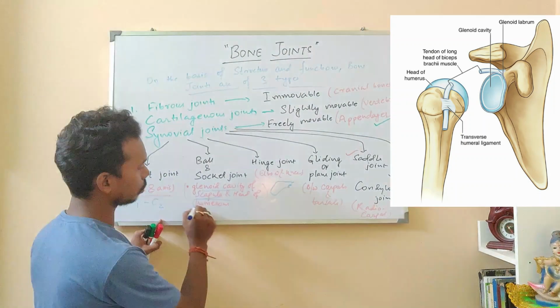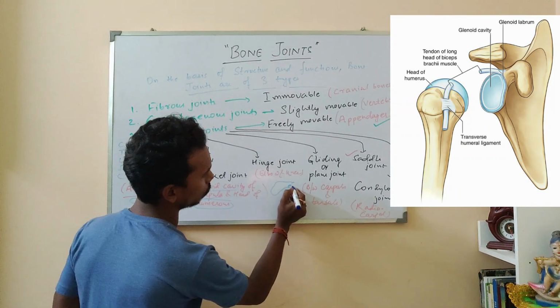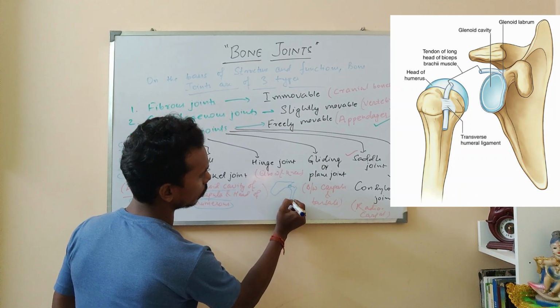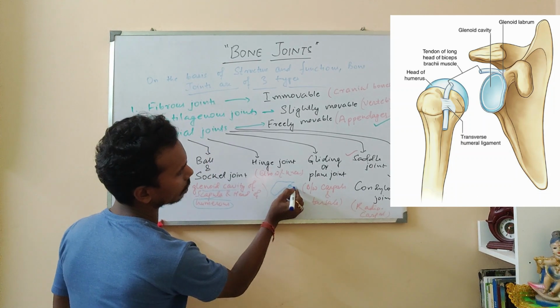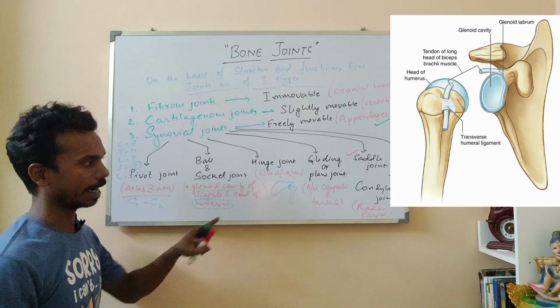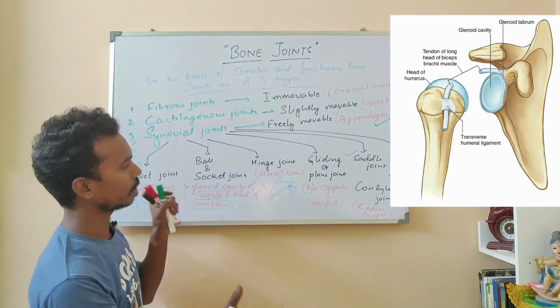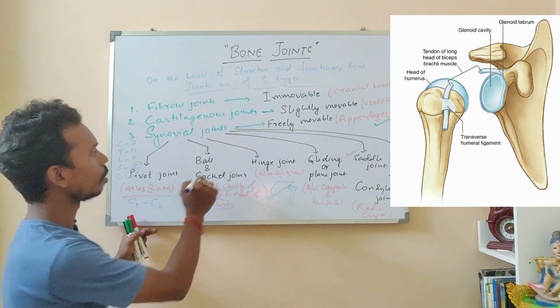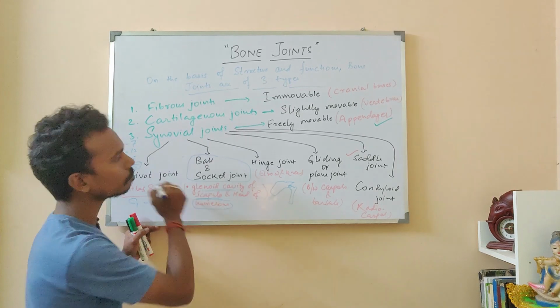And if we talk about the humerus bone here, this one is the humerus. The humerus has a head-like structure. This head of the humerus is going to attach with the glenoid cavity of the scapula. So this kind of joint is called a ball and socket joint.